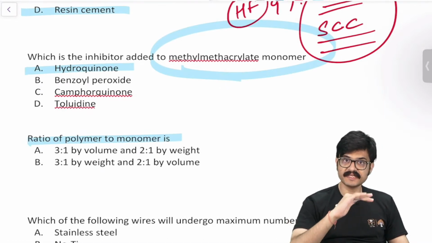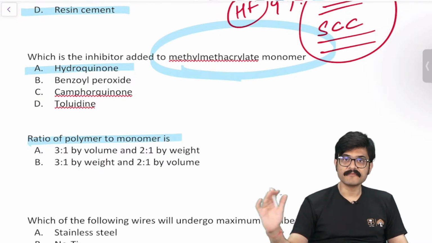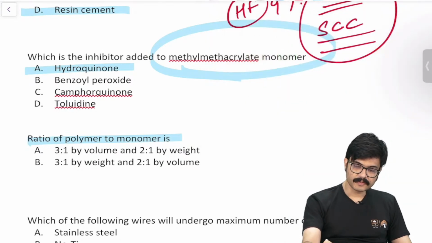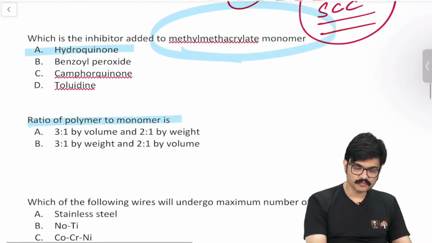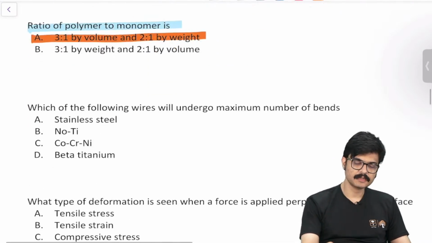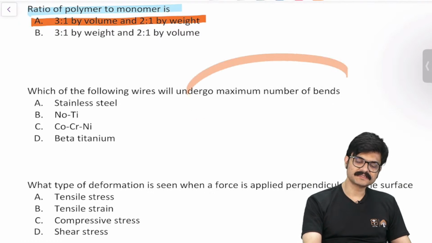Just memorize this. 3:1 by volume, 2:1 by weight. Simple. No doubt about this. No two ways about this. Forget about other options. 3:1 by volume, 2:1 by weight. That's it.